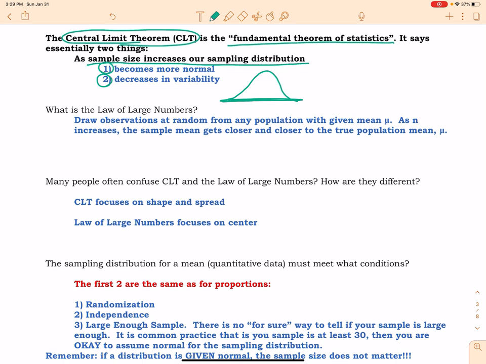Now, something that people often get the central limit theorem mixed up with is the law of large numbers, which we discussed when we looked at probability. So the law of large numbers tells me that if I keep sampling over and over again, and I am drawing at random from my population, then as that number increases, my sample mean gets closer and closer to the true population mean.